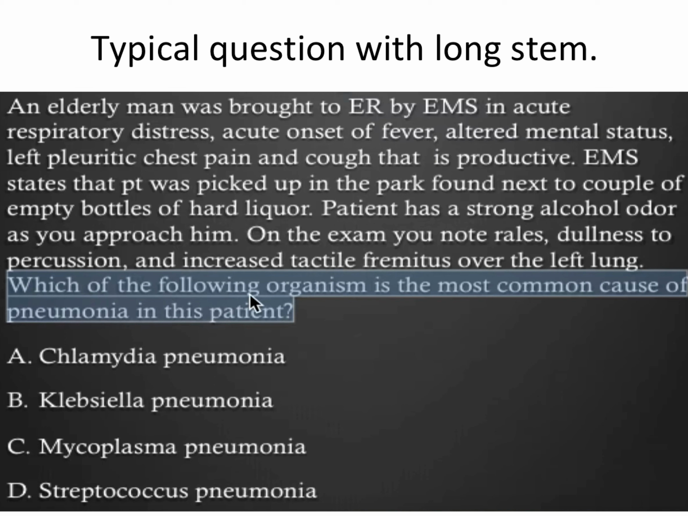I know Klebsiella is the most common cause of pneumonia in alcoholic patients. The patient has a strong alcohol odor. As you approach him on exam, you note rales, dullness to percussion, and increased tactile fremitus over the left lung. So you can see how known high yield info can significantly improve your scores. Now let's continue and start this video.